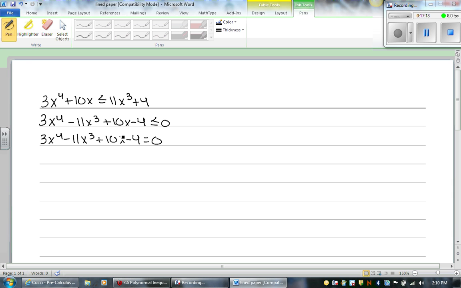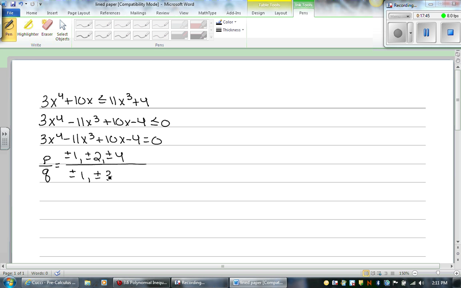We're going to start by doing our P over Q. We're going to determine all my possible rational zeros. So my P over Q, we're going to have my possible factors of -4, which is going to be plus and minus 1, plus and minus 2, and plus and minus 4. My possible factors of 3 are 1 and 3.